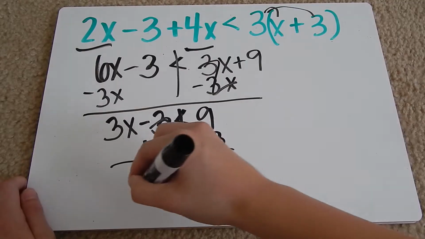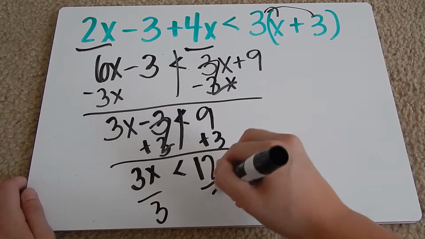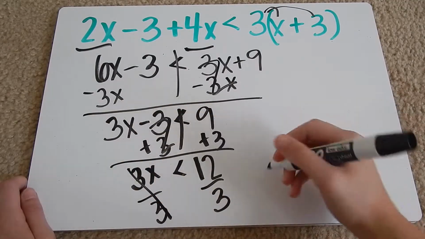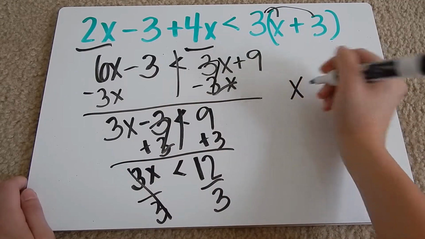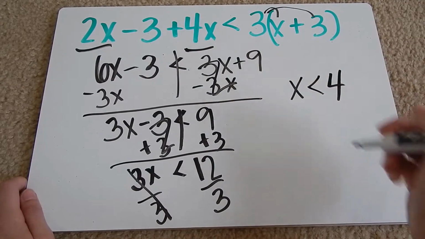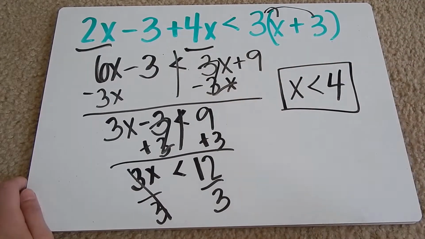Final step is to divide. I'm dividing by a positive number. So when I get my answer, those one out. When I get my answer, I keep the symbol the same. So it's still going to be less than and then 4. That would be my answer.